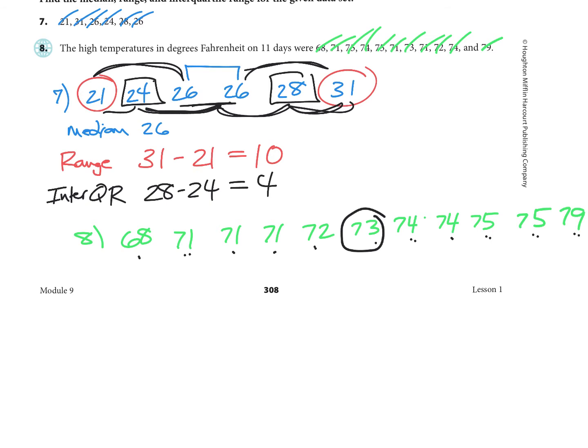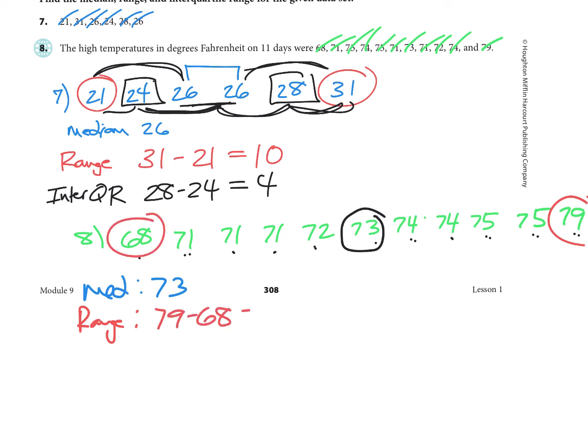Okay, now I've got to find the middle of my previous terms so I can find my interquartile range. Now remember, we'll go ahead and label these again. So median here, I'm going to abbreviate, is 73. My range is my highest minus my lowest, so 79 minus 68, that's 11.